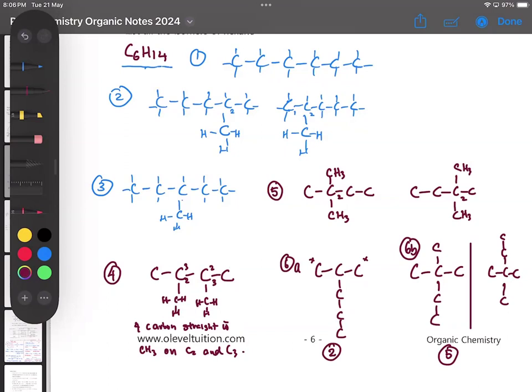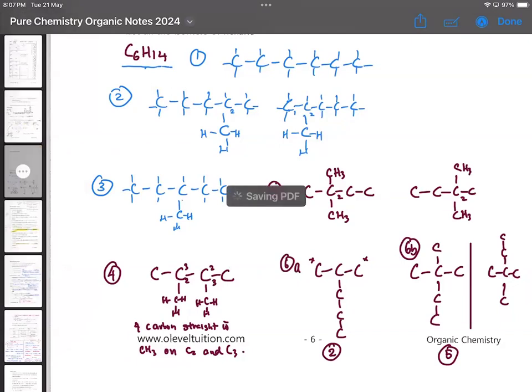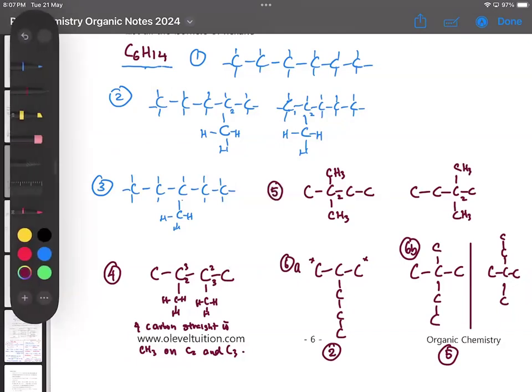Why would you say it's number 4? Because isn't it like the isomer is the longest chain? So in this case, for 6B, the longest chain is 4 Cs. Correct. Then isn't number 4 also 4 Cs?